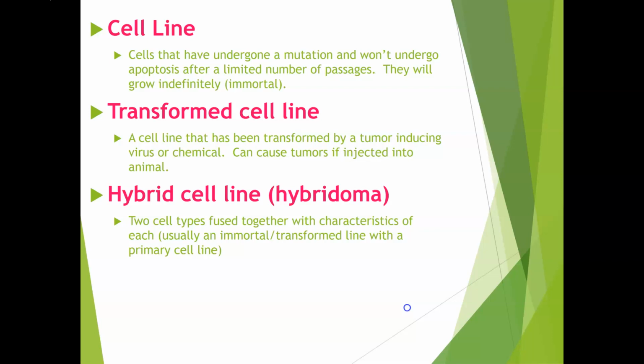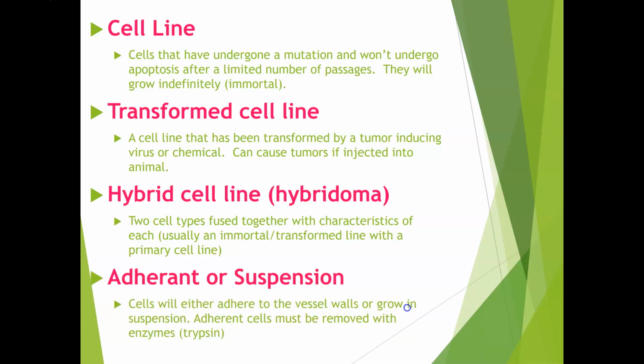Cell lines are described as adherent or suspension. Adherent cells grow while stuck to the bottom and sides of the plate or flask. Suspension cell lines grow while floating in the medium. To pass adherent cell lines, they must be treated with trypsin so that they will release from the side of the vessel.